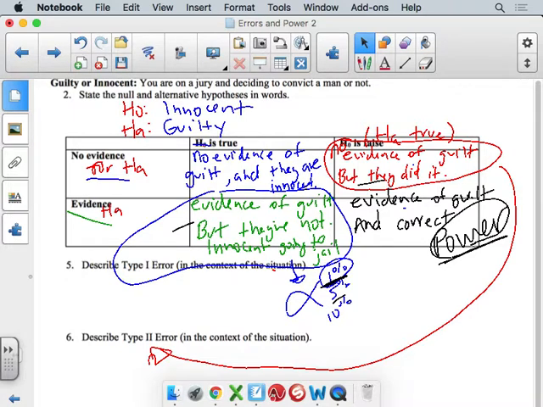Alright, if you've got a question, let me know on anything on the unit, and I can help you out. Type 1, type 2 error, and power, just know what the definitions are. Being able to write it down.